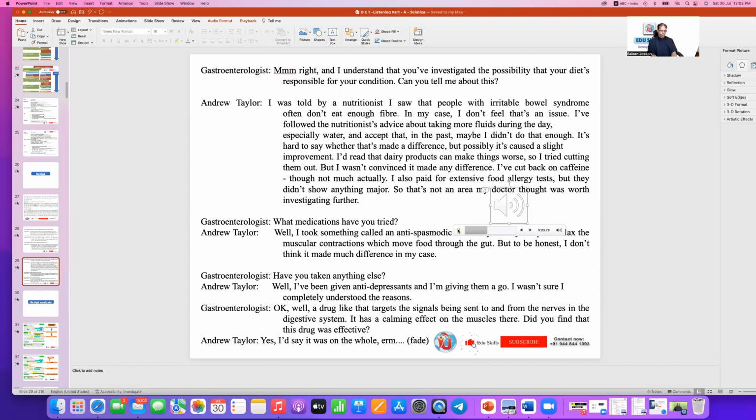What medications have you tried? Well, I took something called an antispasmodic, which my GP says helps to relax the muscular contractions which move food through the gut. But to be honest, I don't think it made much difference in my case. Have you taken anything else? Well, I've been given antidepressants, and I'm giving them a go. I wasn't sure I completely understood the reasons. Okay, well, a drug like that targets the signals being sent to and from the nerves in the digestive system. It has a calming effect on the muscles there. Do you find that this drug was effective? Yes, I'd say it was on the whole.